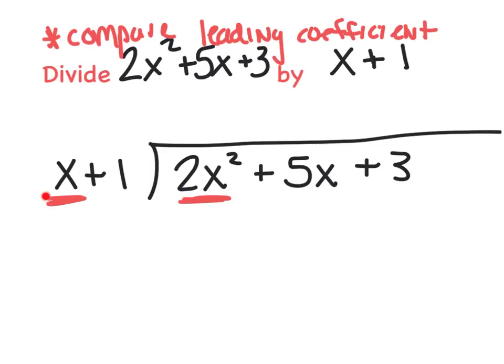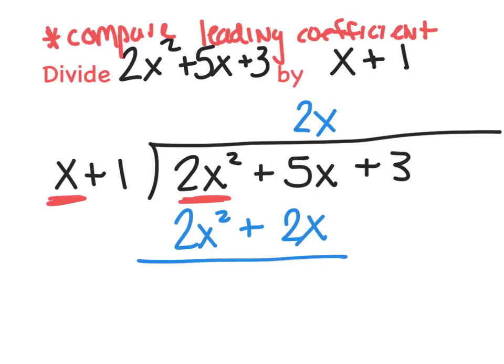Well, let's start with the number. What number times 1 will get me 2? Well, that's a 2. And x times what will get me x squared? X. So I'm saying my first is going to be 2x. Okay, so now I take that and I multiply it by this term. So 2x times x is 2x squared, and 2x times 1 is a positive 2x.